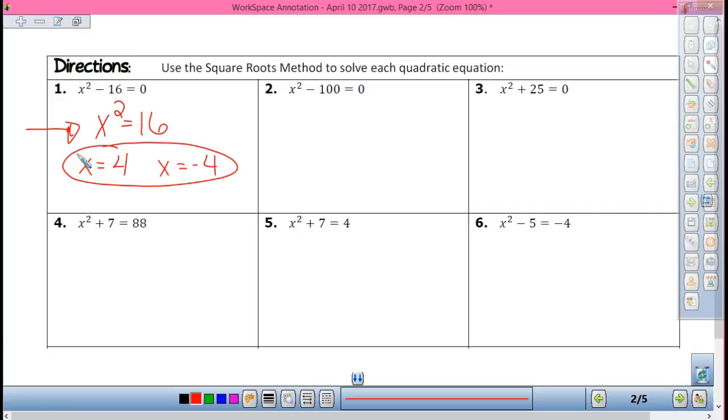Okay, so let's take a peek at number 4. It doesn't equal 0. Is that okay? Yeah, it is, because I can still get x squared by itself, right? So in number 4, how am I going to get x squared by itself? Minus 7 and minus 7. So x squared equals 81. x equals 9 and x equals negative 9.